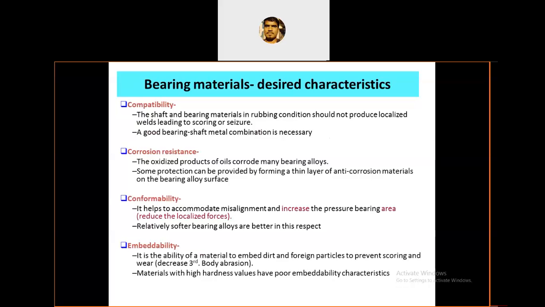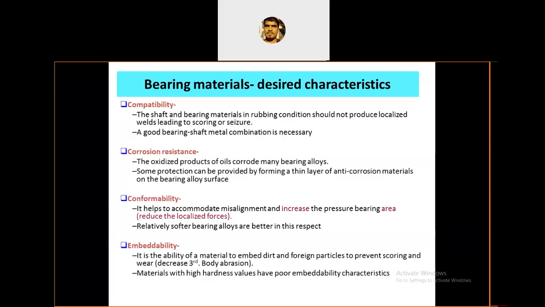So it is another important property of the bearing material. Okay. So it is the ability of a material to embed dirt. Dirt means contamination, where foreign particles are present in the lubricant, because the journal and bearing should be operating in lubricant. That lubricant may consist of foreign particles, dirt or contamination. Clear? So to prevent scoring or wear.